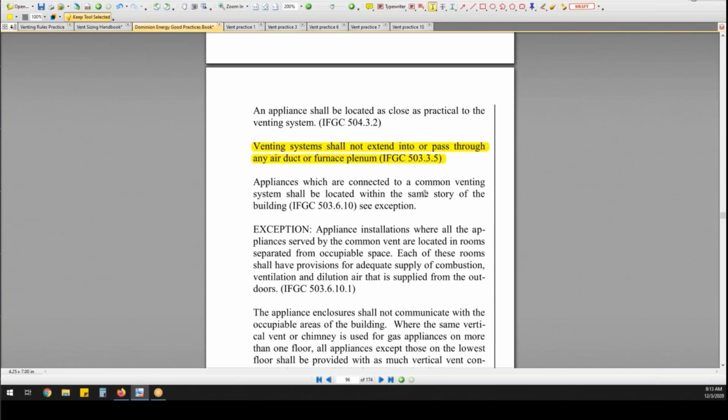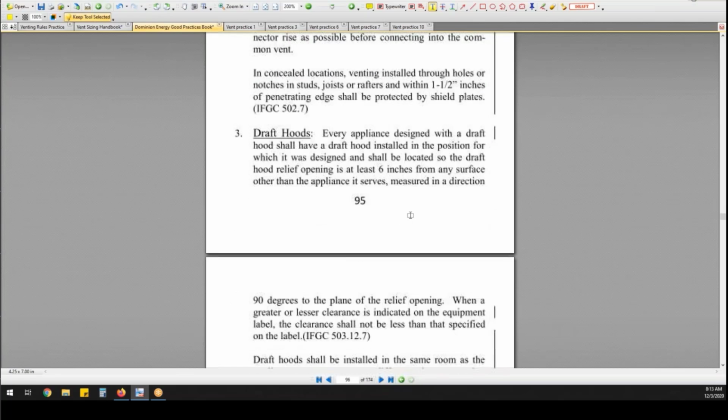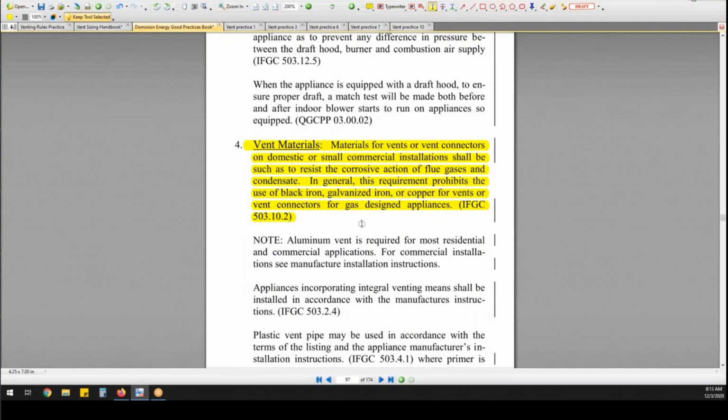Okay. Number eight, what did you get on that one, Alan? Black iron, galvanized iron, and copper, page 96. And you can also reference IFGC 503.10.2. Okay, both of these books you can take to the test with you. Again, I'm going to say it 10 billion times. All of the answers are in the books. You just got to know where to find them, okay?